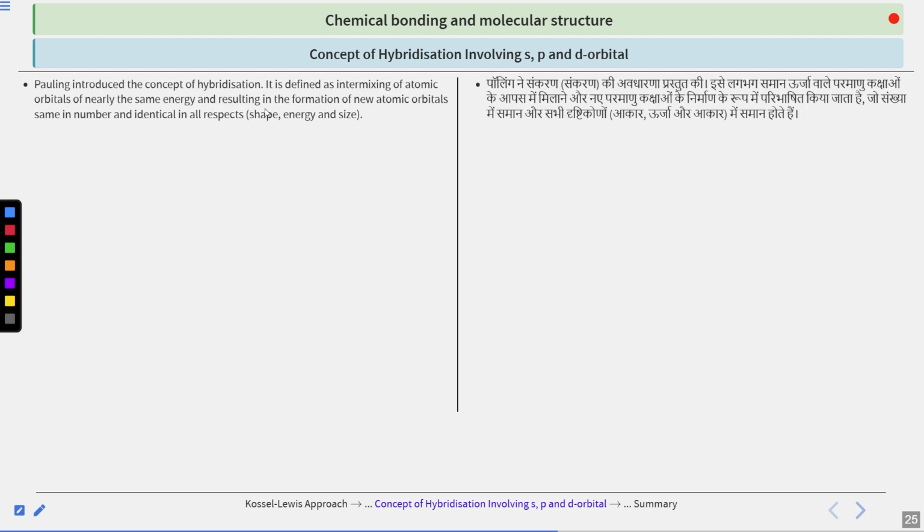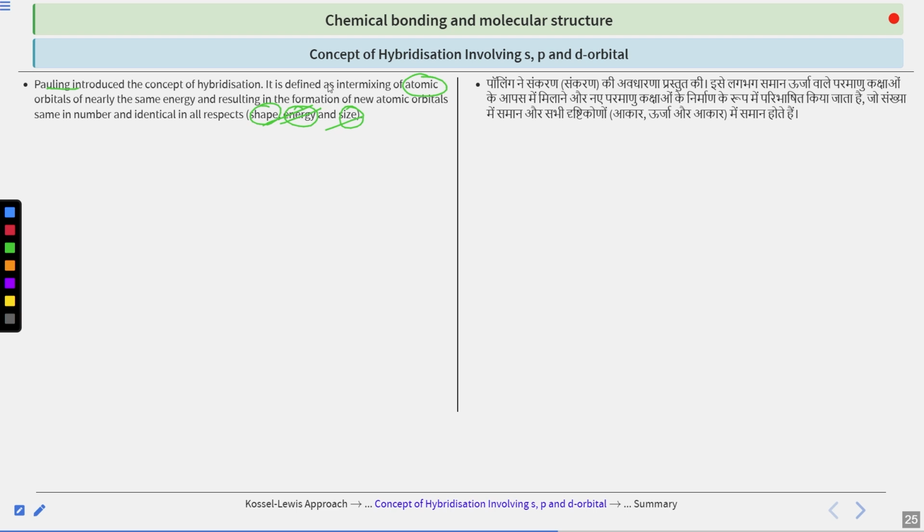Now, the concept of hybridization involving s, p and d orbitals. This was given by Pauling. He said that the atomic orbitals first intermix and then form orbitals which are called hybridized orbitals, and those hybridized orbitals have the same shape, same energy and same size. This is very important, right? And this intermixing is always between atomic orbitals of comparable energy. So these two things are important.